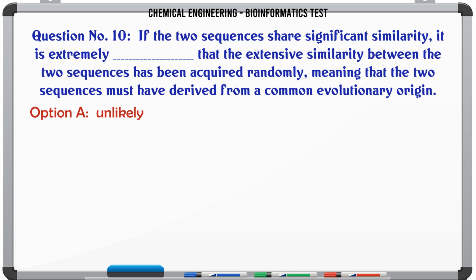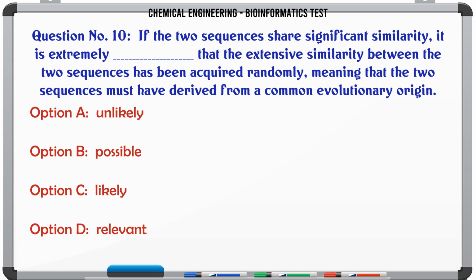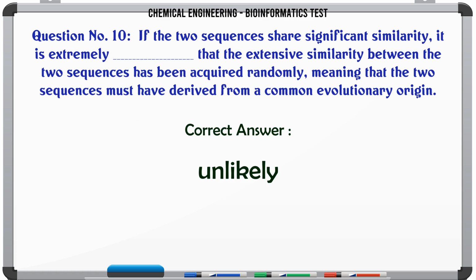If the two sequences share significant similarity, it is extremely unlikely that the extensive similarity between the two sequences has been acquired randomly, meaning that the two sequences must have derived from a common evolutionary origin. A. Unlikely. B. Possible. C. Likely. D. Relevant. The correct answer is unlikely.